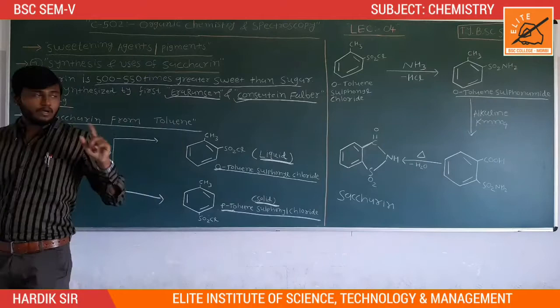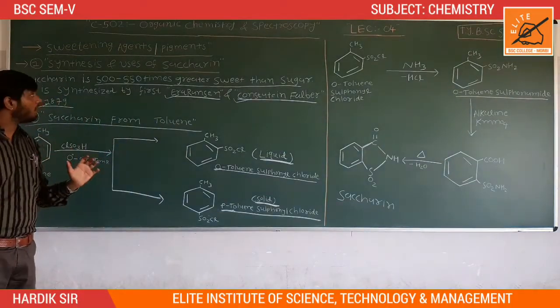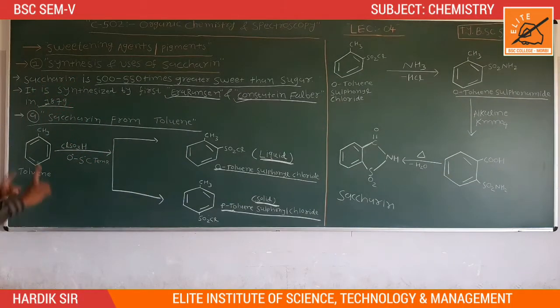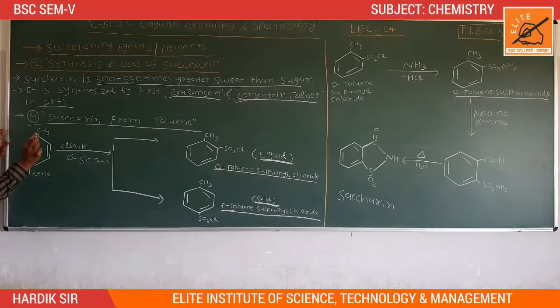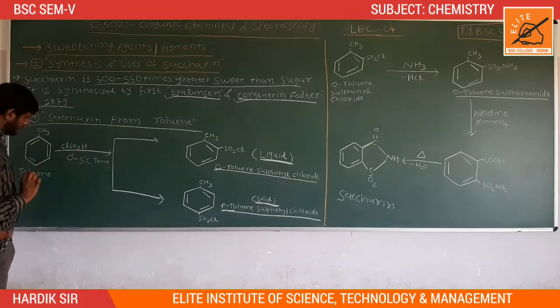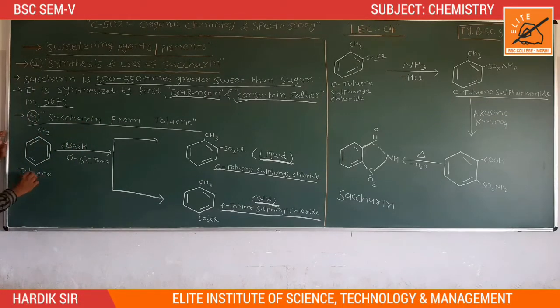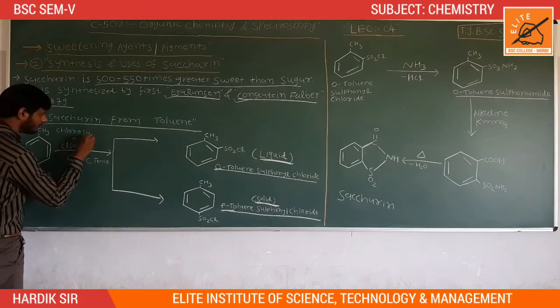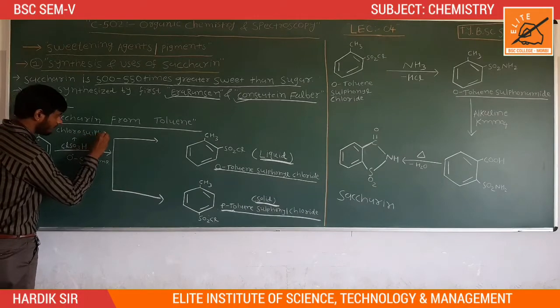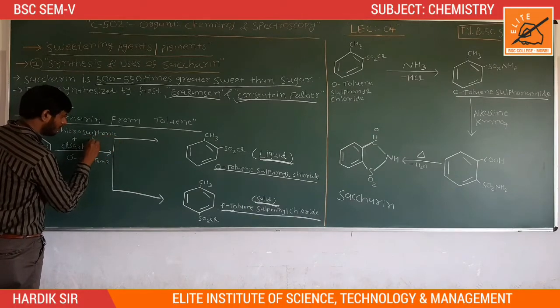Now we will learn about the synthesis of saccharin. The first method is saccharin from toluene. We first take toluene, and toluene is reacted with chlorosulfonic acid. This is the chlorosulfonic acid.